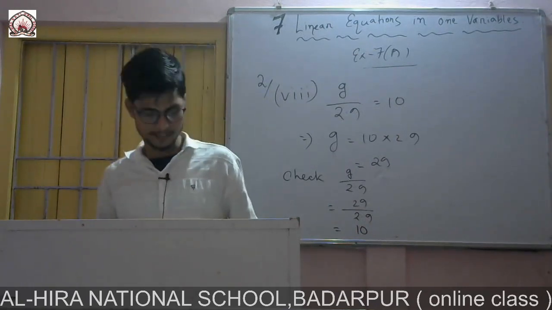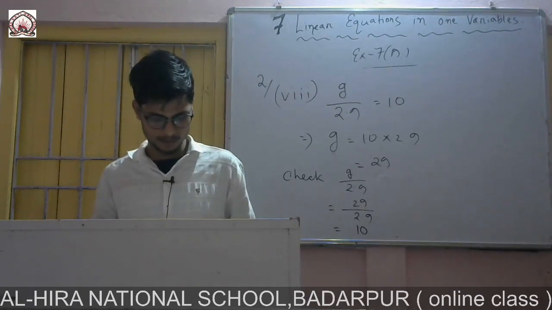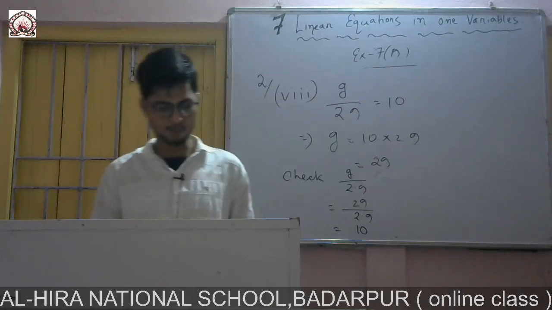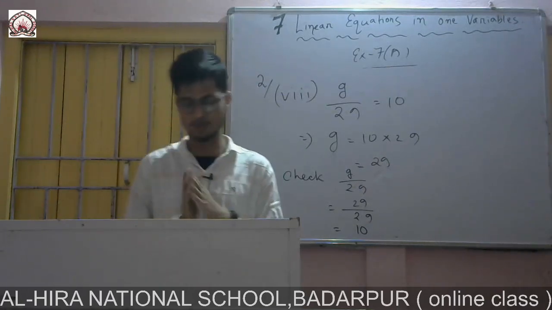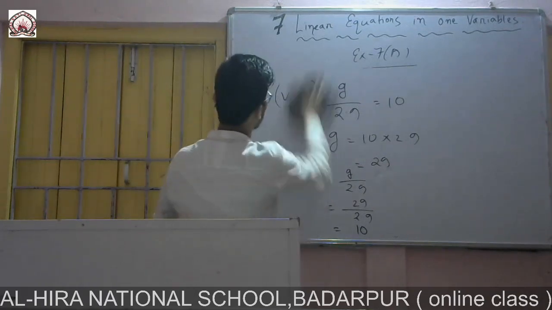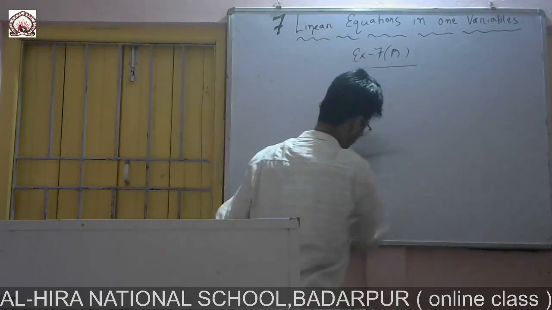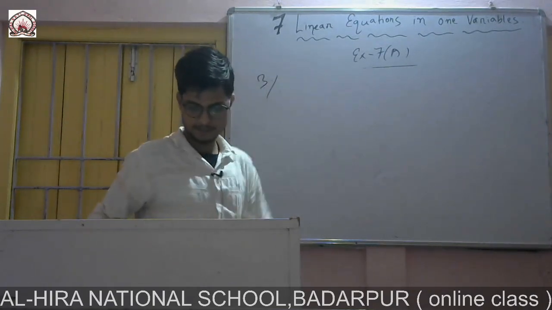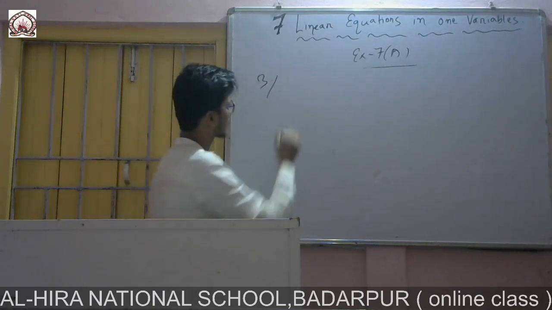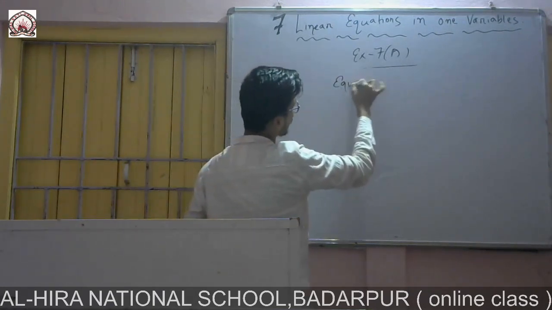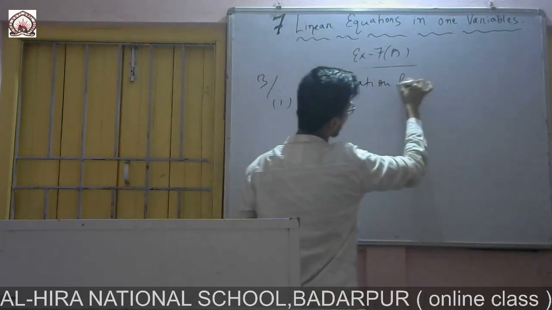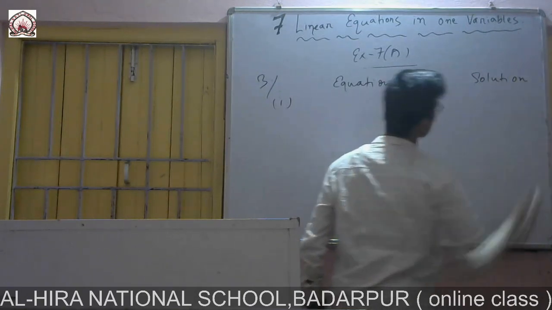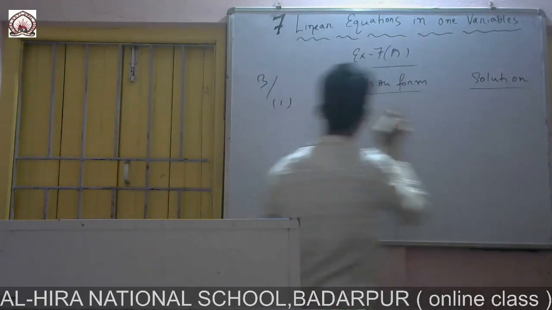Now question number 3. Write the following statement in equation form. Find numerals to make the true statement. So first of all you have to write the equation form of these statements, and then you have to find the solution also. Okay, you write question number 3. I am not writing the statement, simply the equation form and the solution. Okay, so I am writing only the answer.